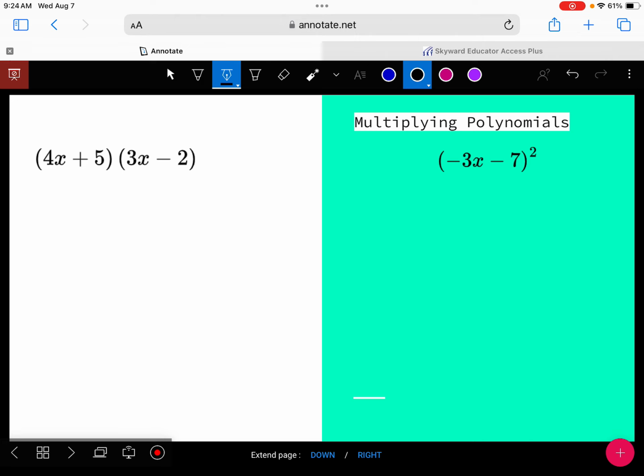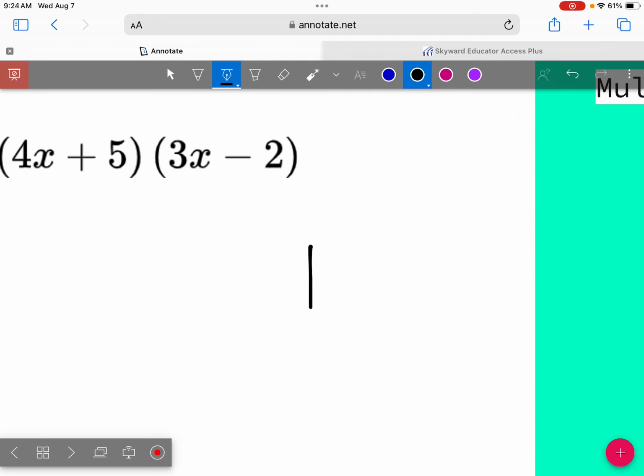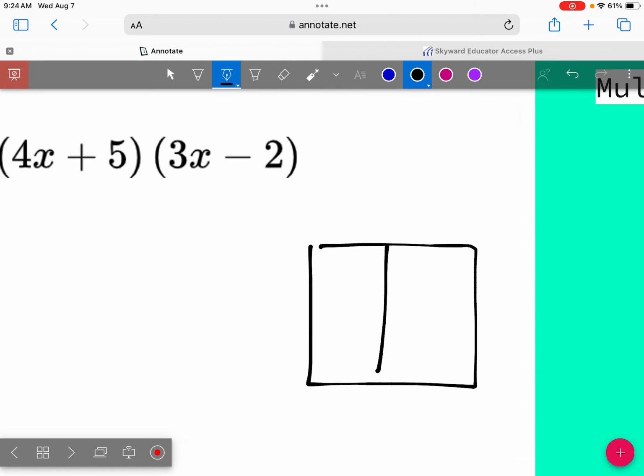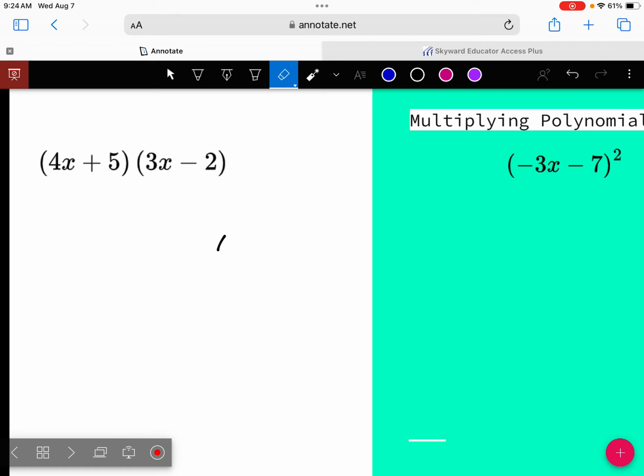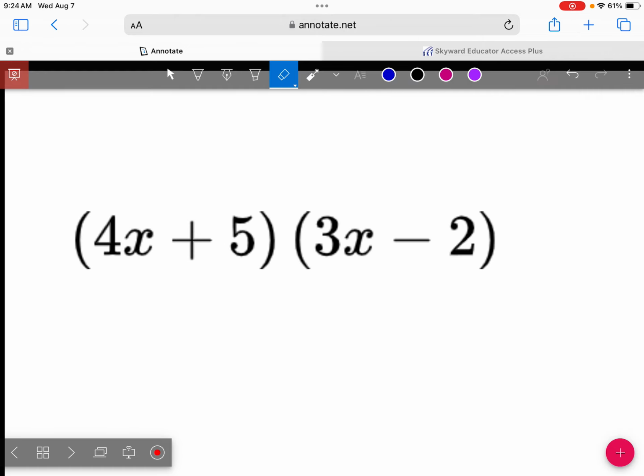And if you don't know what I mean by the box model, that's when you write the literal box and you put things on the outside, this thing, 3x minus 2 and 4x plus 5. You can absolutely do it this way. It's fine. It just takes the longest. So I'm going to erase that because I'm going to do this as a distribution. We need to multiply everything on the left by everything on the right, which means I'm going to take my 4x times my 3x.